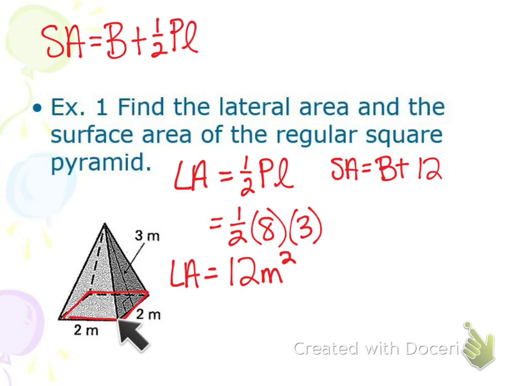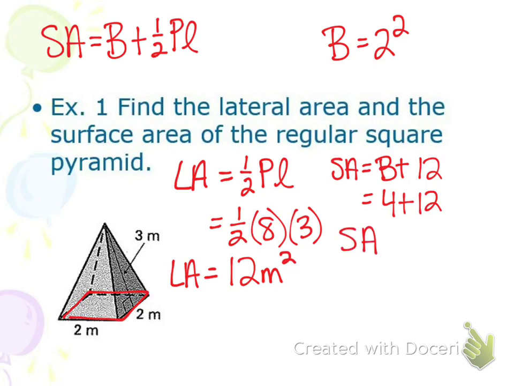Side squared. The area of a square is side squared, or if you want to treat it like a rectangle, you could take base times height. Either way, what do we get for capital B? 4. What is 2 times 2? 4. What's my surface area? 16 meters squared.